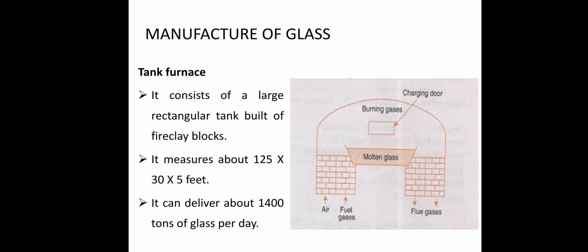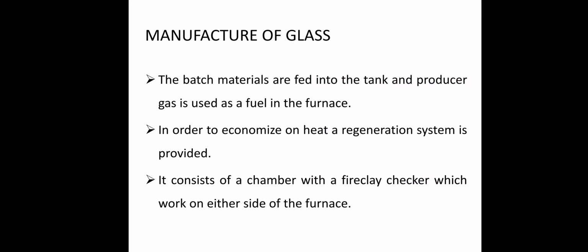Let us know about the tank furnace. It consists of a large rectangular tank built of fire clay blocks as shown in the figure. It measures about 125 by 30 by 5 feet. It can deliver about 1400 tons of glass per day. The batch materials are fed into the tank and producer gas is used as a fuel in the furnace.